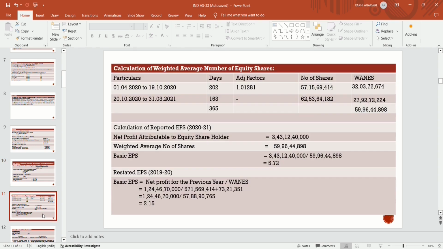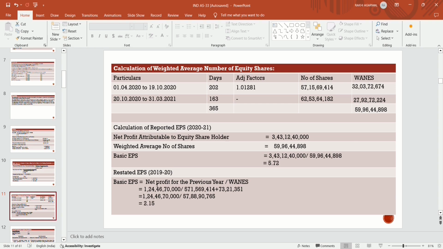Firstly, we will calculate the current year EPS. Then we will restate the previous year EPS also. For the calculation of the weighted average number of equity shares, from 1st April to 19th October 2020, that is before the right issue, the number of days becomes 202. Then the adjustment factor, that is the right issue adjustment factor. The opening number of shares outstanding before the right issue, as given in the question, is 57 crores 15 lakh 69,414.